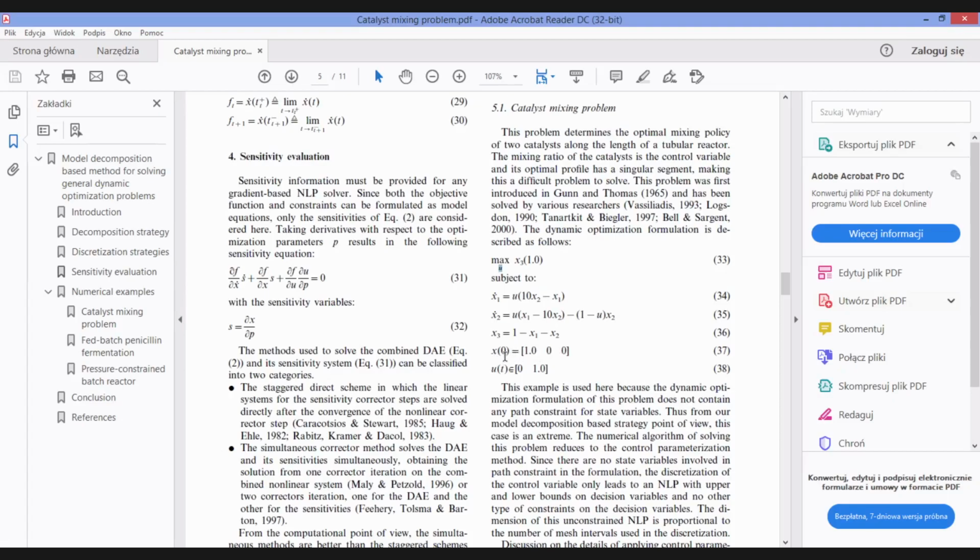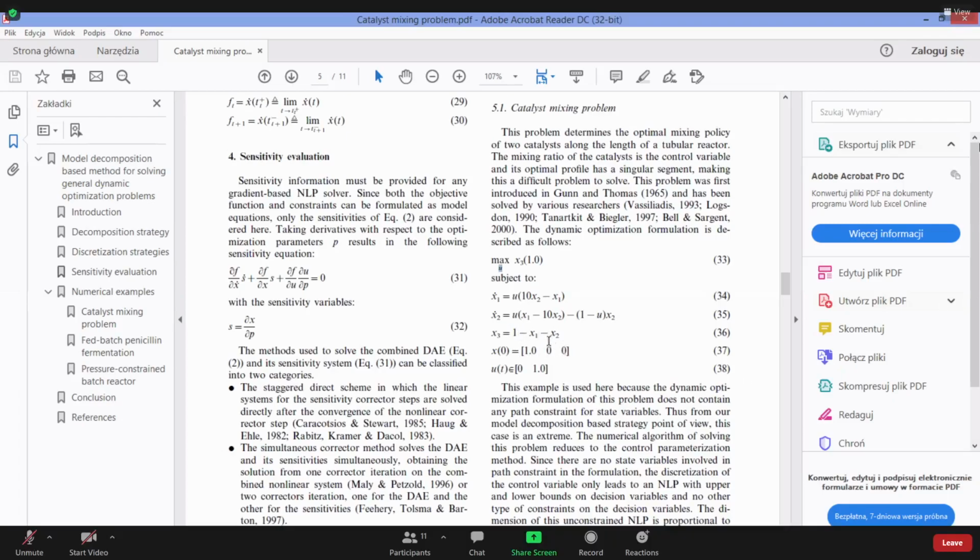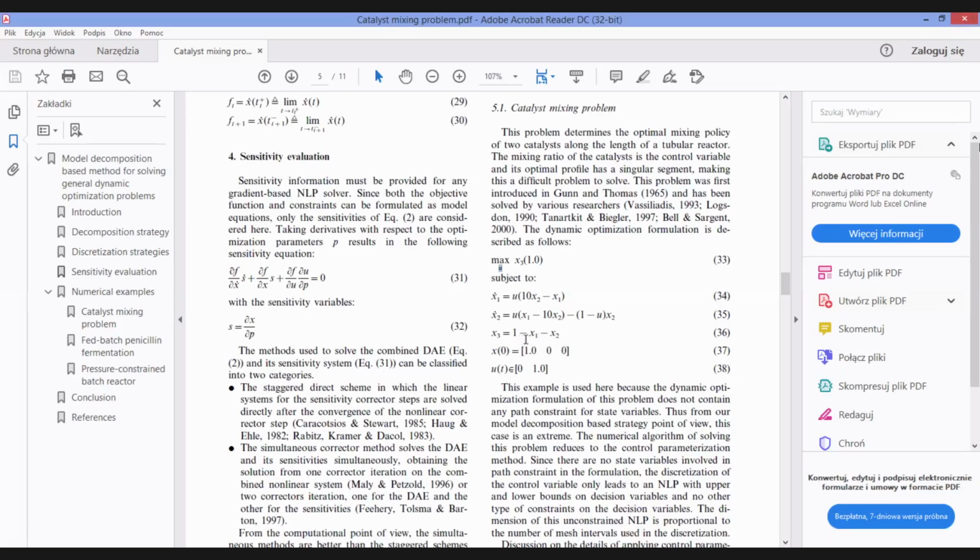For the beginning, time is from 0 to 1. It's the duration time of our process, and x1 at the beginning is 1, x2 is 0, and x3 is 0, and we can try it. 1 minus 1 minus 0 is 0, and this is true.